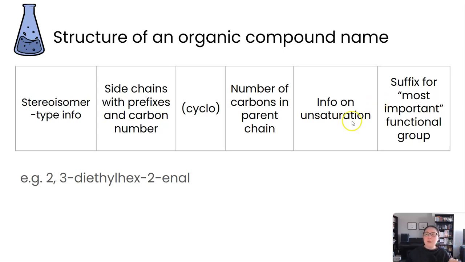For example, here, we have no stereoisomer info, but here is the info on the side chains. There's no cyclo, so it's not cyclic. We know that the parent chain has 6 carbons in it, and then we have a double bond in there, and then it's also an aldehyde. You're going to see more of this and how it works as we go through, but for now you can write this down and then refer to it as we do and add on to it.